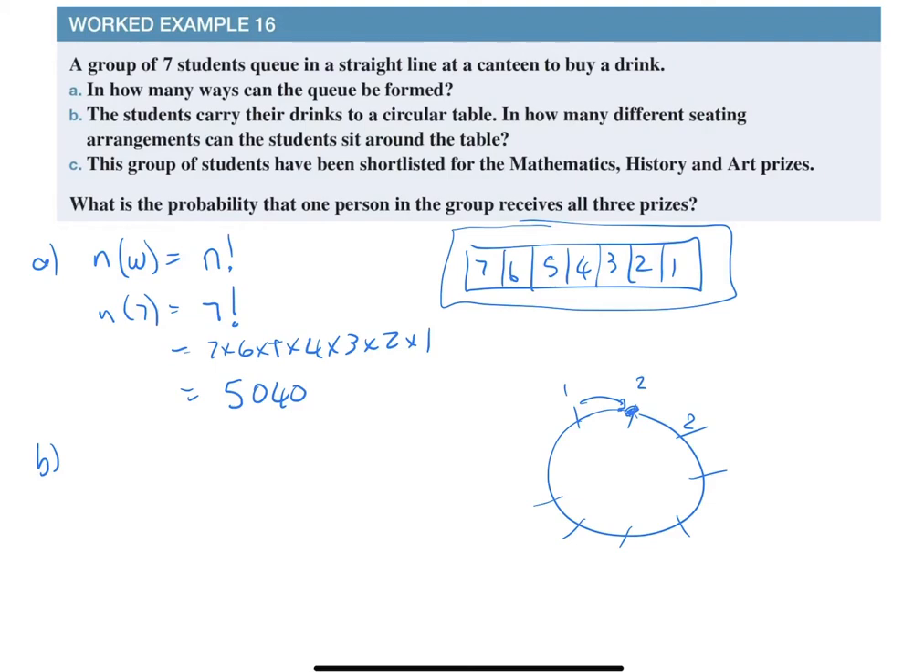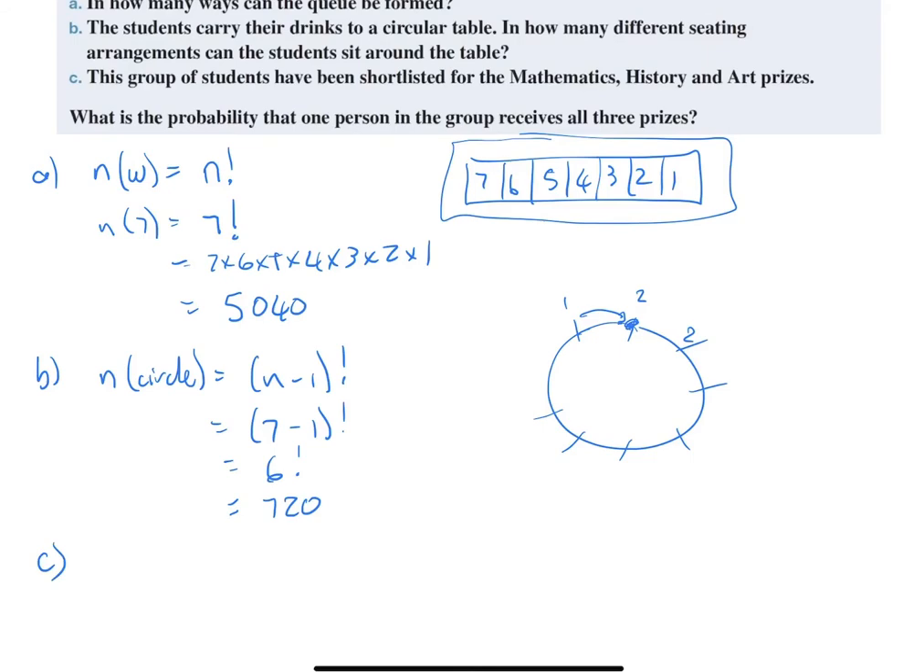In a circle, the number of arrangements is definitely different. The formula that we use is one you have to remember. It is n minus 1 factorial. There are 7 people in the circle. Take away 1, that's 6 factorial, which means 6 times 5 times 4 times 3 times 2 times 1, and that answer equals 720. So it's 720 ways.